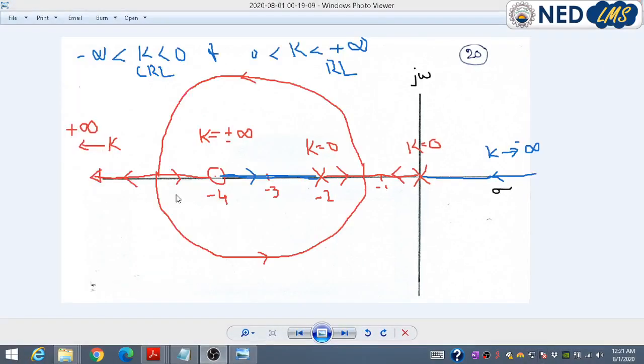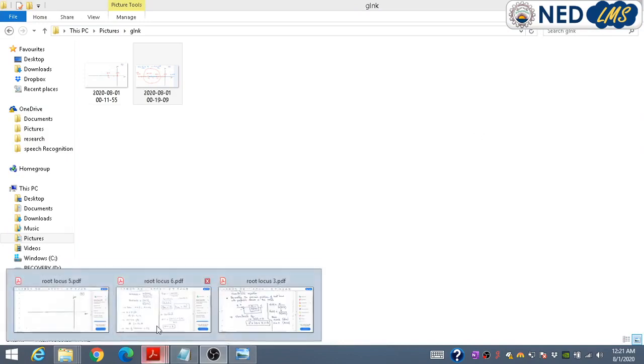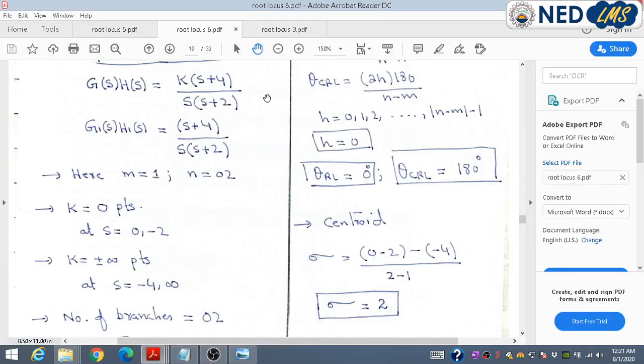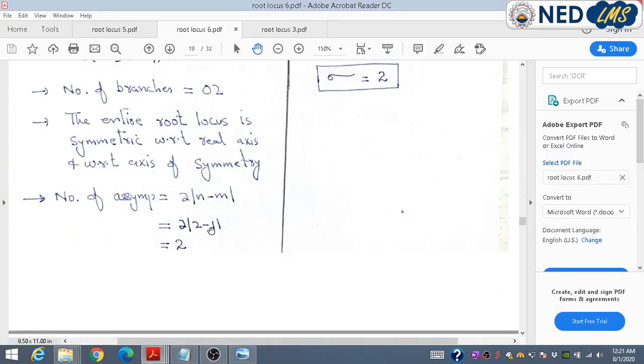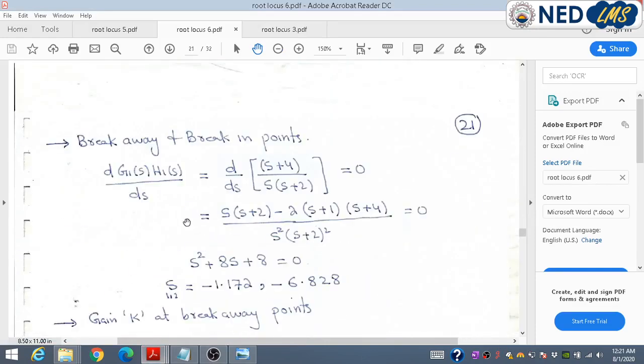Okay, now make use of the property pertaining to find out the breakaway and break-in point. So here is the property to find out the breakaway and break-in point. As we have discussed, we have to differentiate the open loop transfer function without k, G1(s)H1(s), with respect to s, and equate the derivative of the differentiation equals to 0.